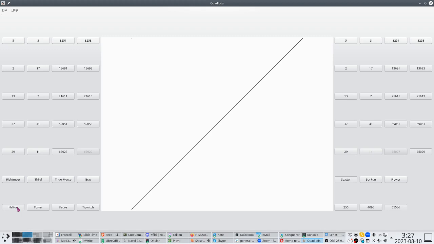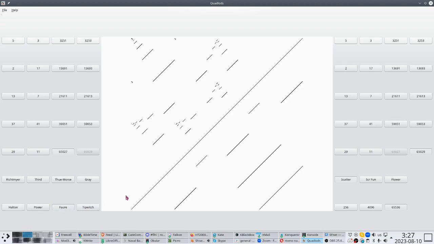Scrambling the Halton sequence, there are several methods of scrambling out there, some of which I could not easily extend to primes up to 65,000 something. But one that is commonly used is the Faure scrambling.